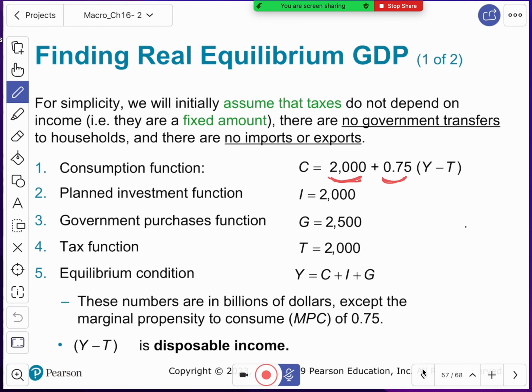In other words, you are going to consume 75% of your disposable income. You're given that investment is 2000, government spending 2500, a lump sum tax amount of 2000, and the equilibrium condition, as we know, is C plus I plus G. And disposable income is Y minus T.